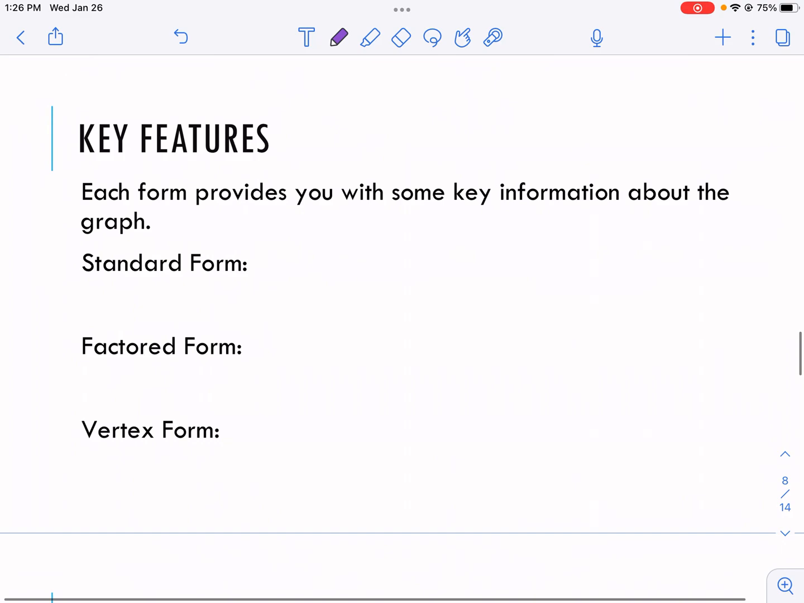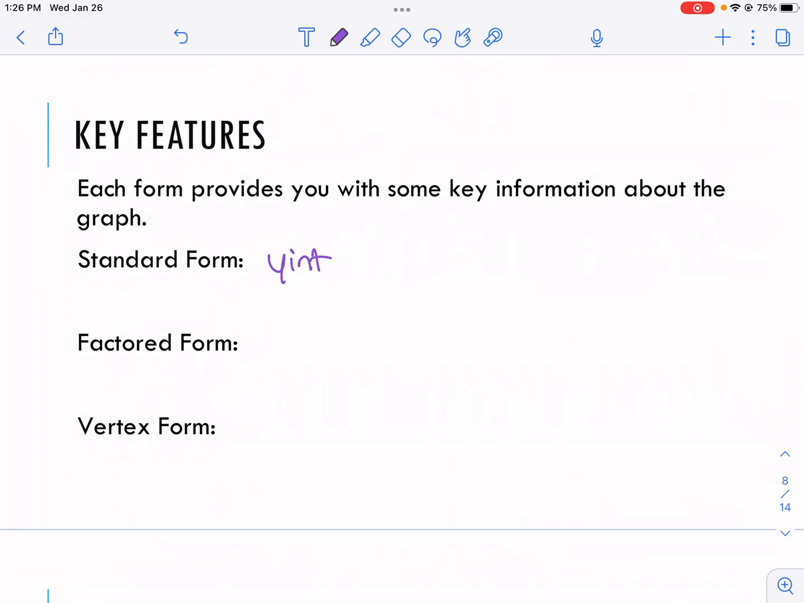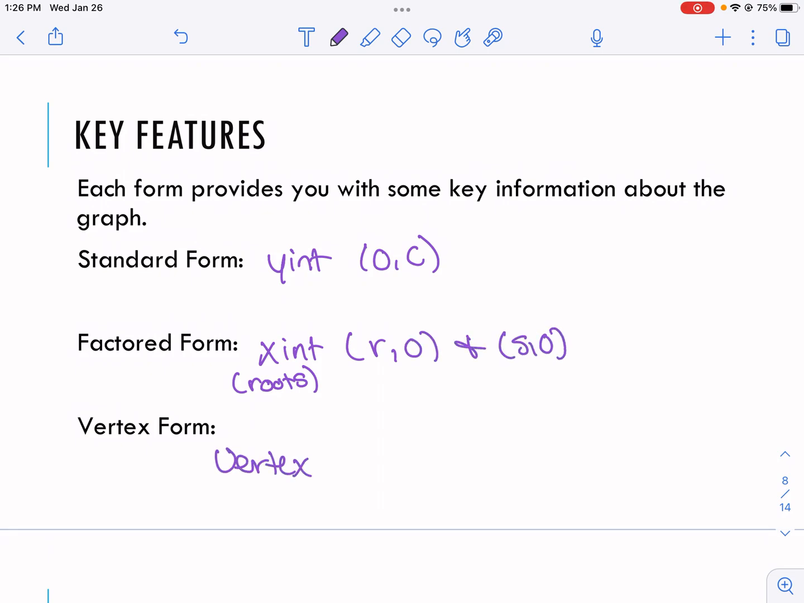So, like I said, the key features: standard form gives you the y-intercept, which was (0, c). Factored form was the x-intercepts, which are also called the roots. You may have heard them referred to as that. And then finally the vertex, which is (h, k).